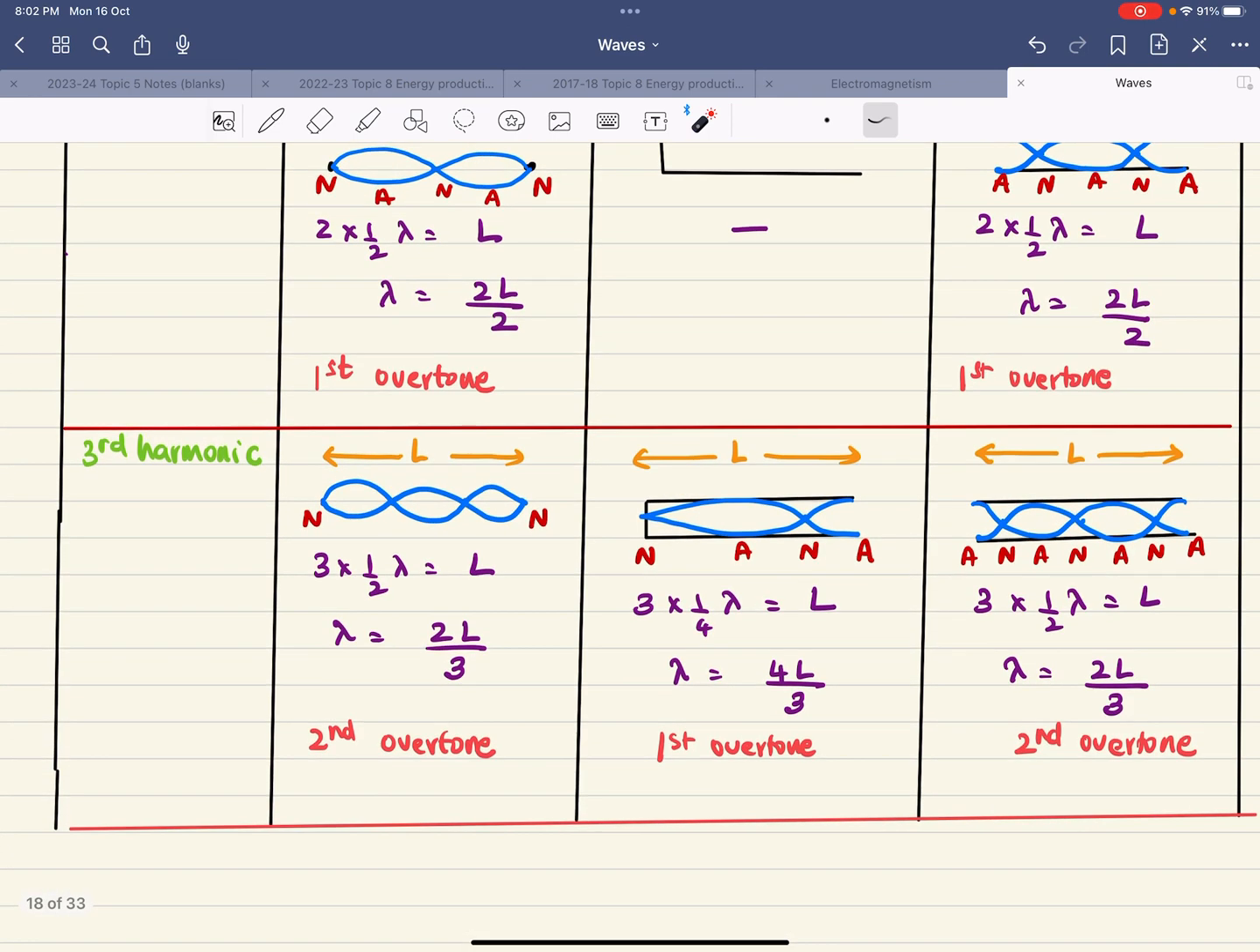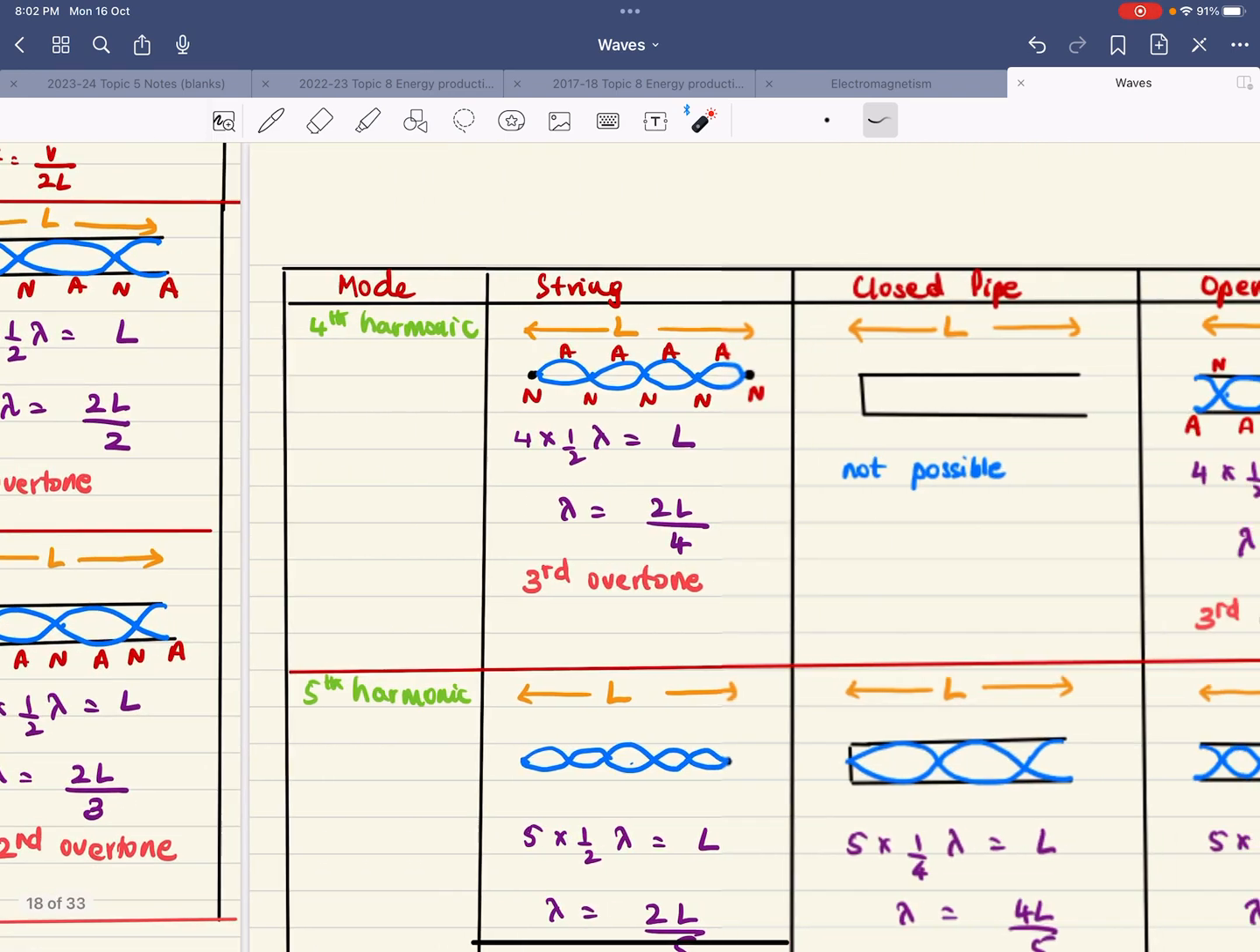So your third harmonic, for example, you'll have 3 lots of half wavelengths, and so wavelength is 2L over 3, and you have 3 lots of quarter wavelengths. So 3 lots of quarter wavelengths is the length, so you've got 4L over 3 as your wavelength, and then this one is again 3 lots of half wavelengths. Okay, and then I move on to the next page.